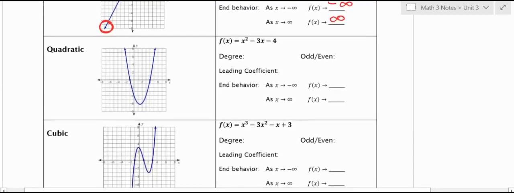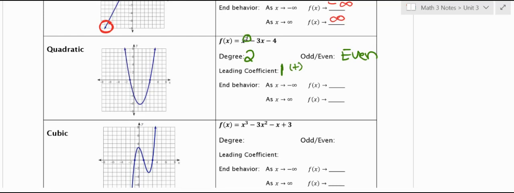Quadratics, we worked with quite a bit in Math 2, and the degree of a quadratic is a degree 2. 2 is an even number, so a quadratic is an even degree polynomial. And the leading coefficient for this example is a 1, but also I'm going to put that it's positive, right? Because we're going to see when it's positive, it does something different than when it's negative.